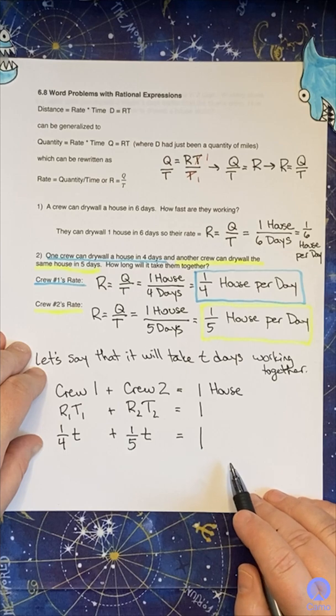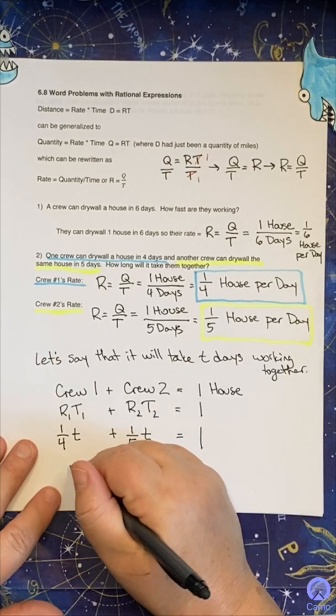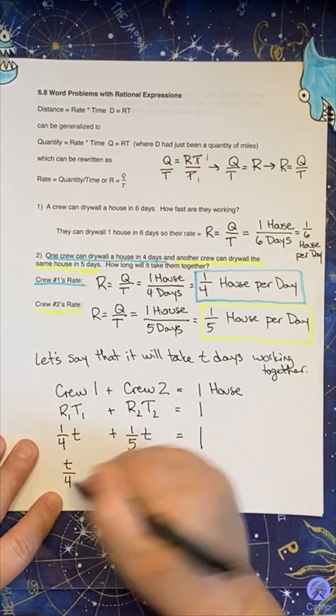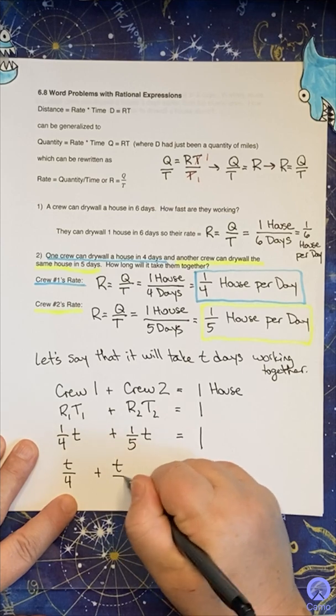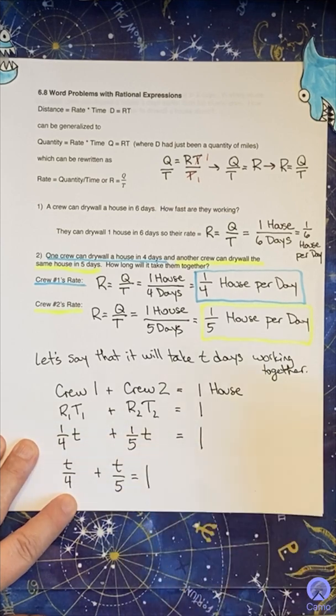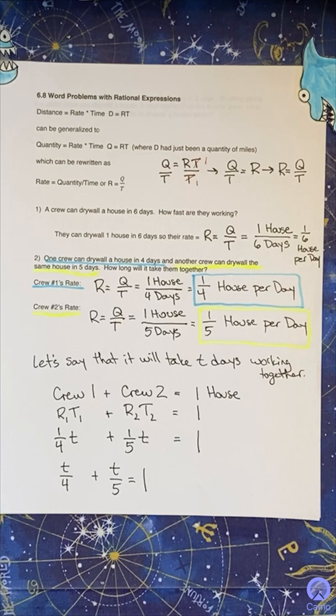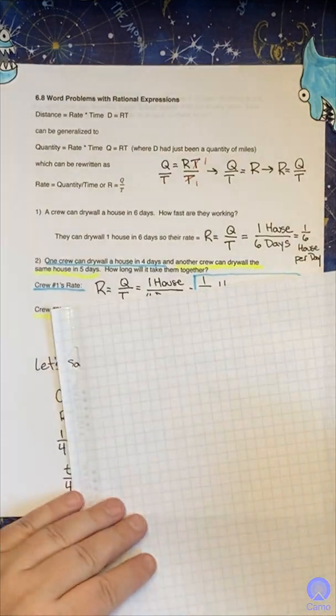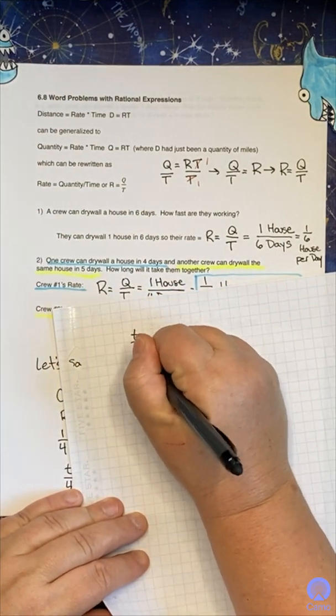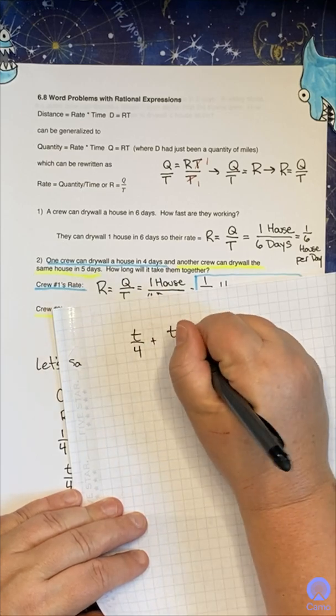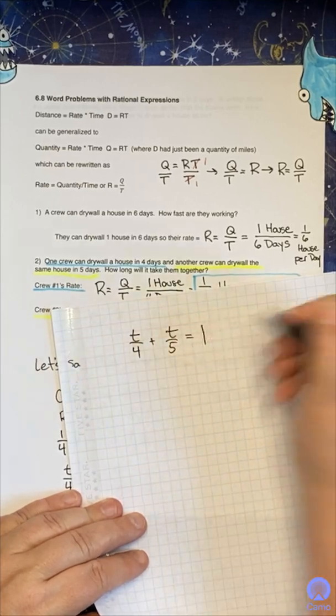That's it. So we say, okay, so this is going to be t over 4 plus t over 5 equals 1. Okay, awesome. So then I need to make a decision. Either you are going to work with the fractions or you're going to clear fractions. I personally am going to clear fractions. So I'm going to have t over 4 plus t over 5 equals 1.